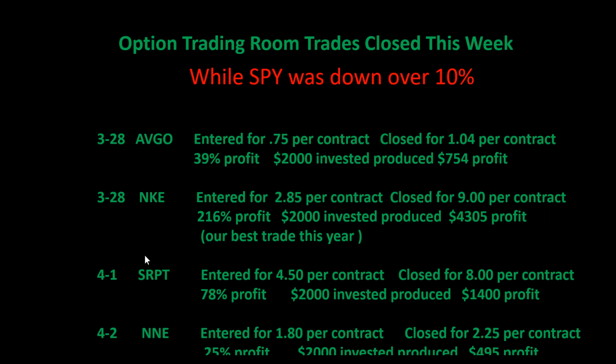We took this short again, short. Entered at 450 a contract, closed for $8, 78% profit. $2,000 invested, produced $1,400. And NNE, we entered for $1.80 a contract, closed for $2.25. This was, I believe, a straddle, 25% profit. That's pretty common. $495 profit. So these are the only trades that we took.